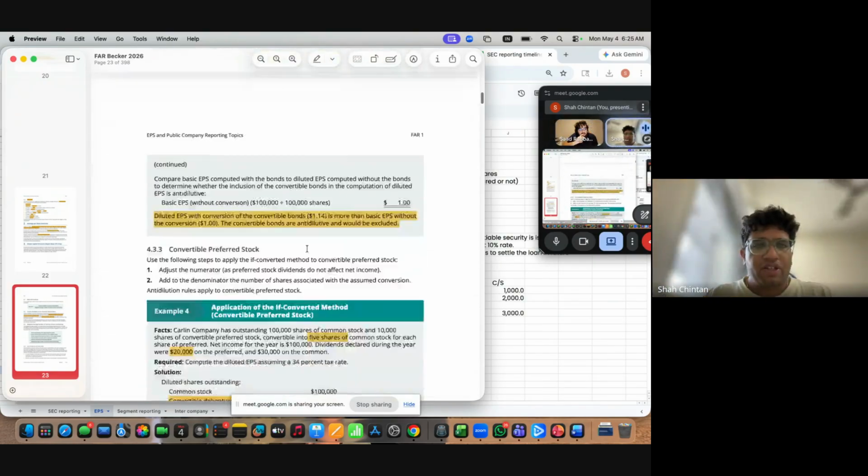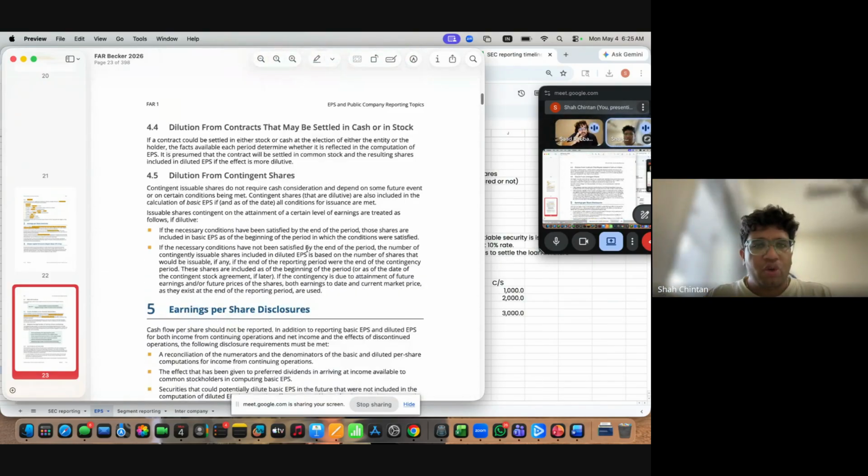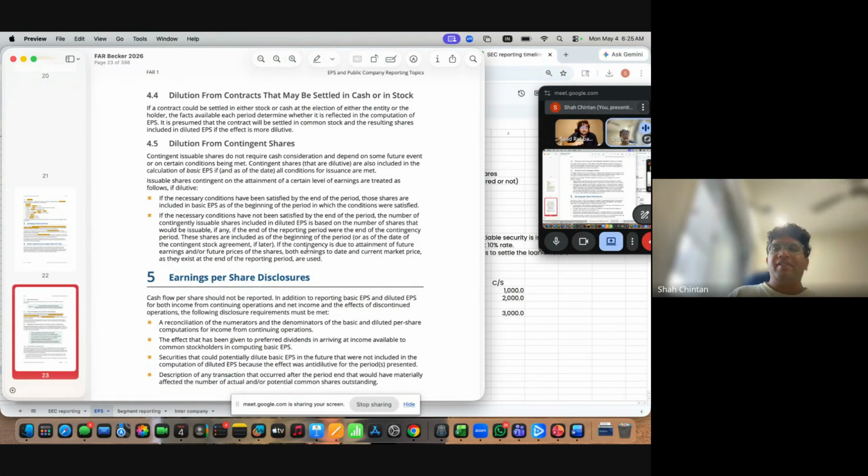Okay, so contingent shares are those shares that are issued only upon certain criteria being met. For example, let's say there is a certain amount of convertible debt. That convertible debt will get converted into common stock only if, let's say, the company's income increases by 35%, or the company's sales increase by 70%. So if a future number of shares will get converted only upon a certain condition being fulfilled, then it is called a contingent share.